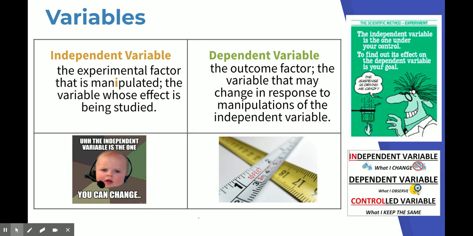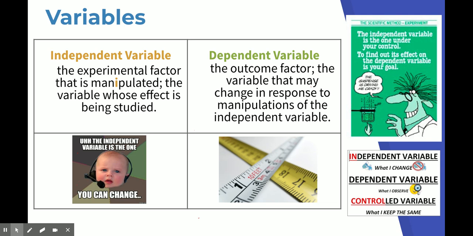So let's talk about these variables a little bit. We're almost done, but I want to describe this a little bit more for you. One of the things that you will need to be able to do is read a research study and be able to identify which variable is the independent variable, which variable is the dependent variable. Okay, so these are some mnemonics that I've used.